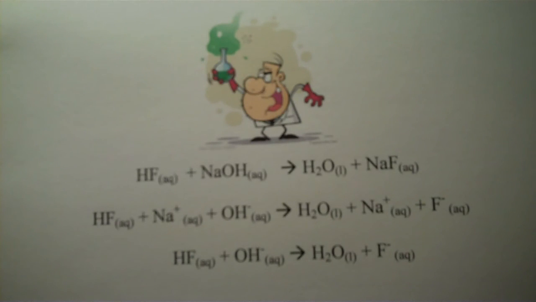Na+ is a spectator ion, so it is not included in the net ionic equation. The net ionic equation is HF plus OH- yields water and F-. The net ionic equation for any strong base-weak acid reaction is the weak acid plus OH- yields water and the conjugate base of the weak acid.